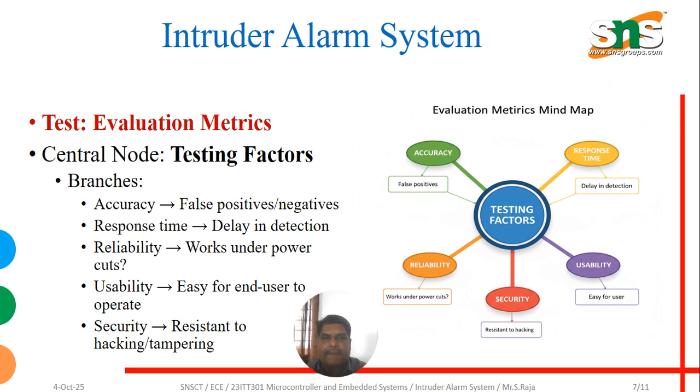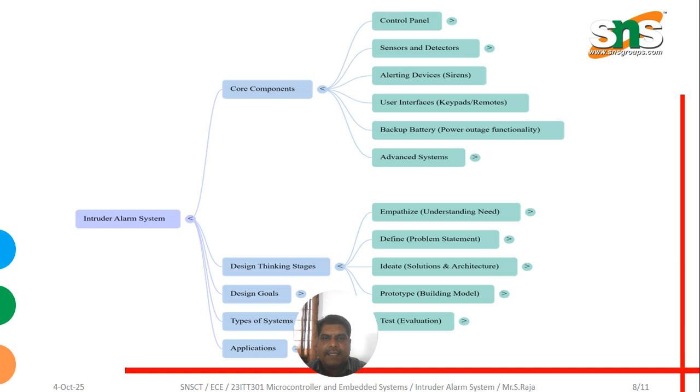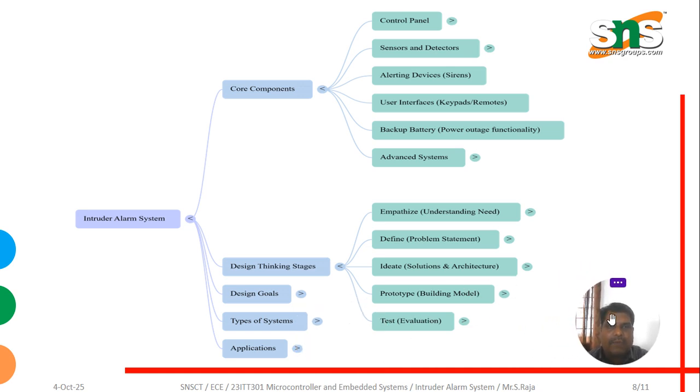it must work even under a power failure. So this intruder detection system is discussed in the 5 phases of design thinking, and this is the mind map which we have to revise. For the intruder alarm system, the main core components are the control panel, sensors and detectors, alerting devices like sirens, user interfaces like keypads and remotes, and a backup battery. If the power fails, then the battery works. Then advanced systems use AI and ML techniques.